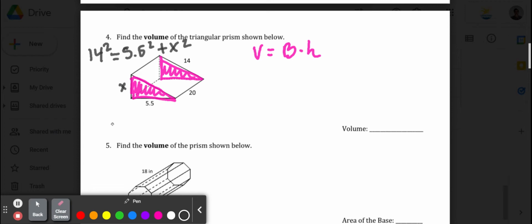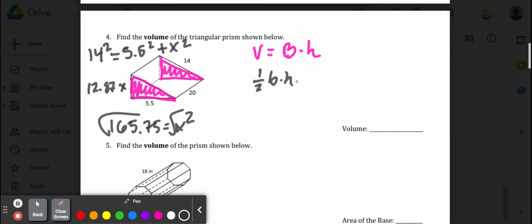So I get 165.75 equals x squared. So I'm going to square root that, which means this is about 12.87. Since this is a pretty messy number, I don't want to leave it. I'm just going to round this to 12.87. But the base figure is a triangle, so we're going to actually do 1/2 of the base times the height, and then multiply by the height of the prism, which is 20 right there.